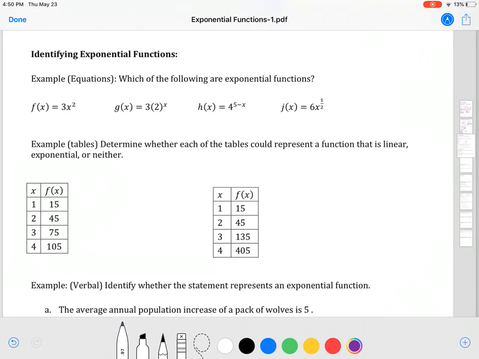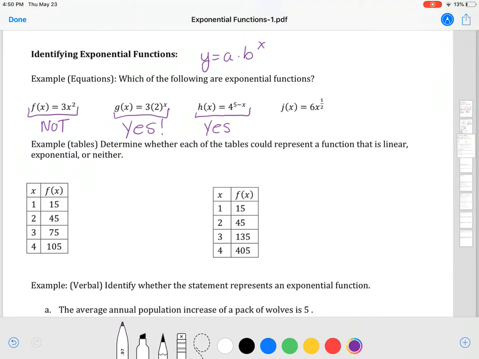Now remember that exponential functions are in this form where we have x in the exponent. So if we look at this first one here, x is not in the exponent. This is not an exponential function. This one here is in the form a times b to the x, where x is in the exponent. So this is an exponential function. This is also an exponential function.